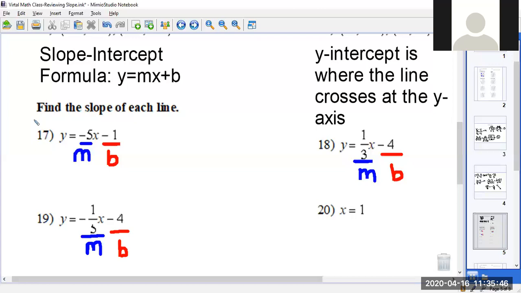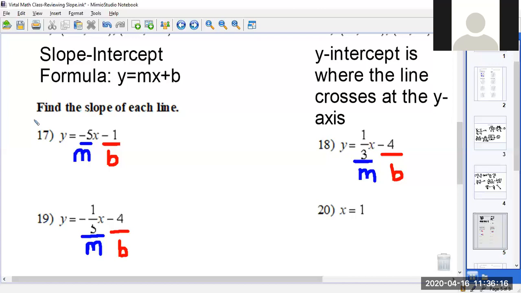What does number 20 say? x equals 1. So this is where we have to use a little bit of deductive reasoning. Number 17, 18, and 19 all had y equals something, didn't they? But number 20 has x equals something. So just a rule of thumb, and this is a shortcut.